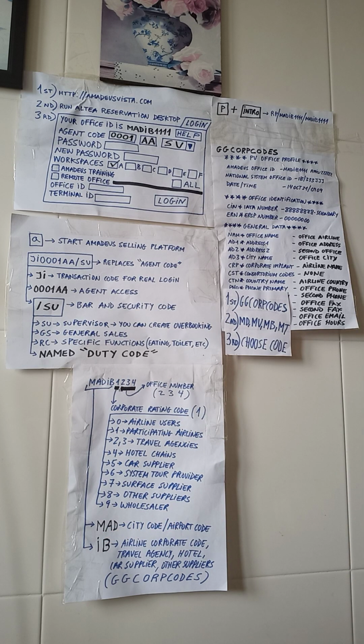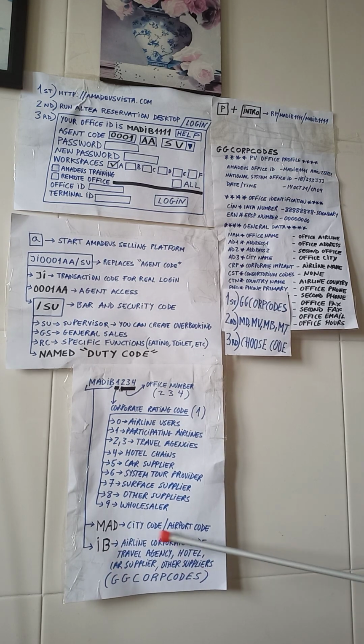MAB, city code, airport code, this, okay. It is the city or airport code where the office is located. IB refers to the airline's corporate code or in general the two-letter code representing the affected company, which may be an airline, travel agency, hotel chain, car rental office or other tourism service providers included within Amadeus.